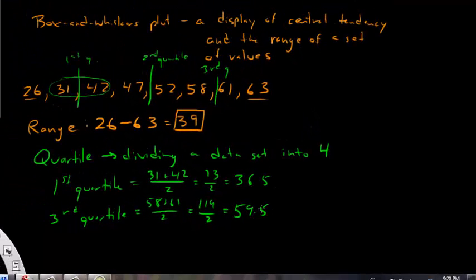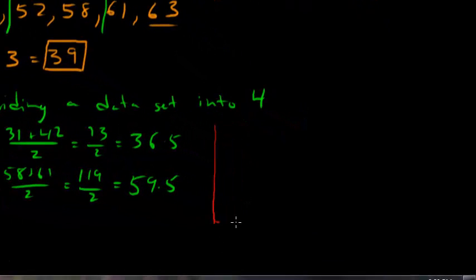So there's your first and third quartile. Now, a box and whiskers plot is this. What I do is I create a very basic graph with a y and an x axis. And since my values go from 26 to 63, I'm going to make this nice and neat. I'm going to start it at 20 and go up to 70. So 30, 40, 50, 60, 70.